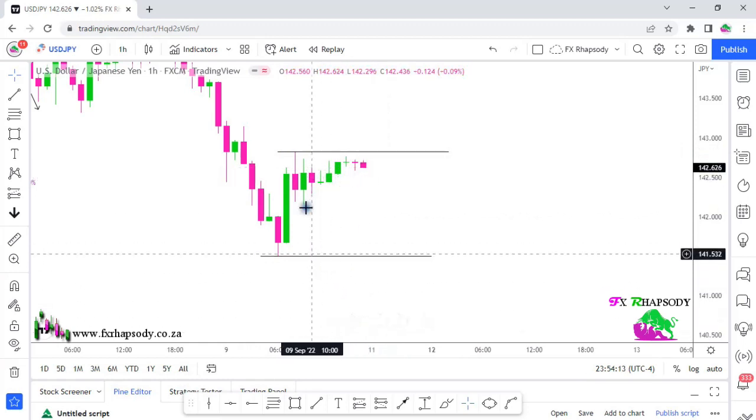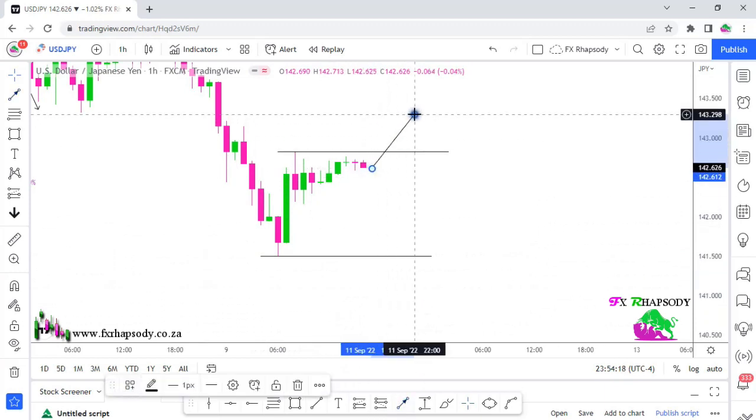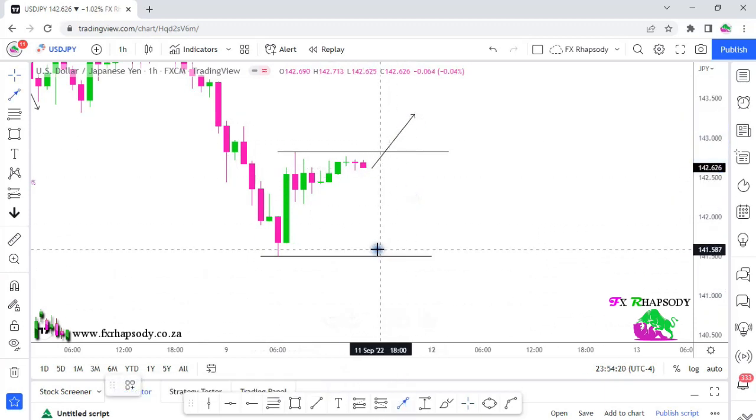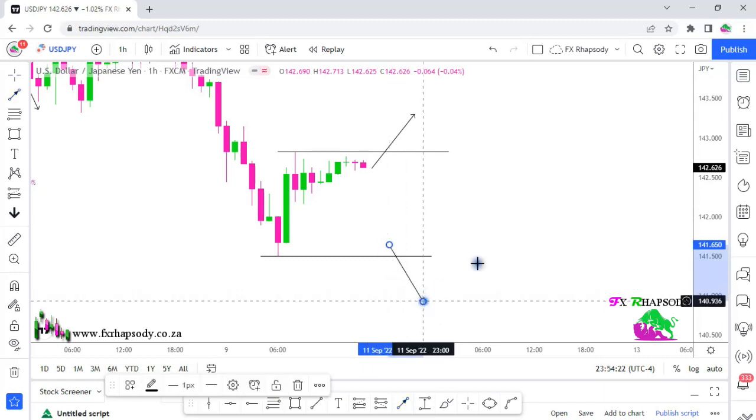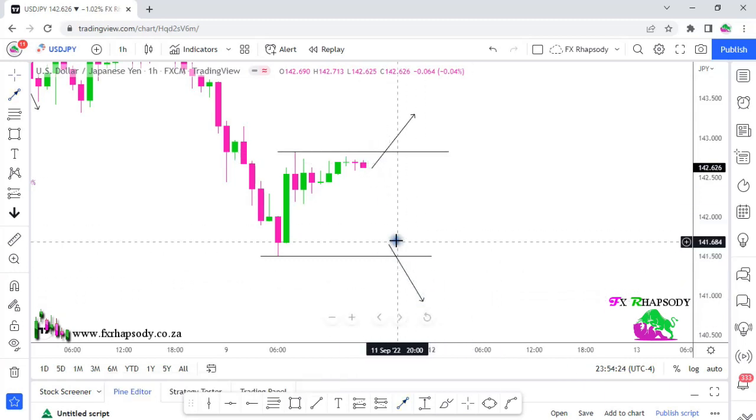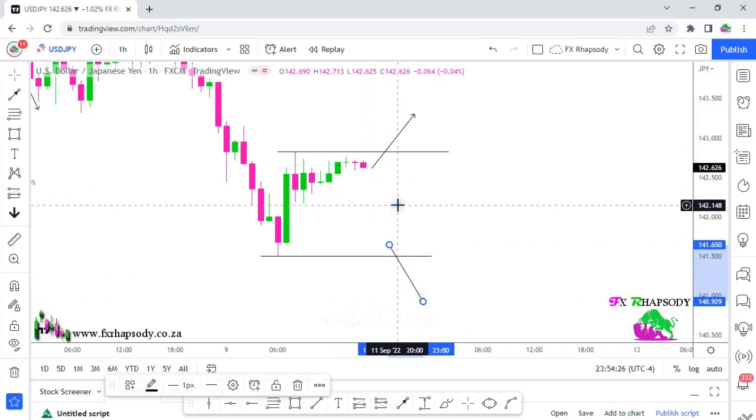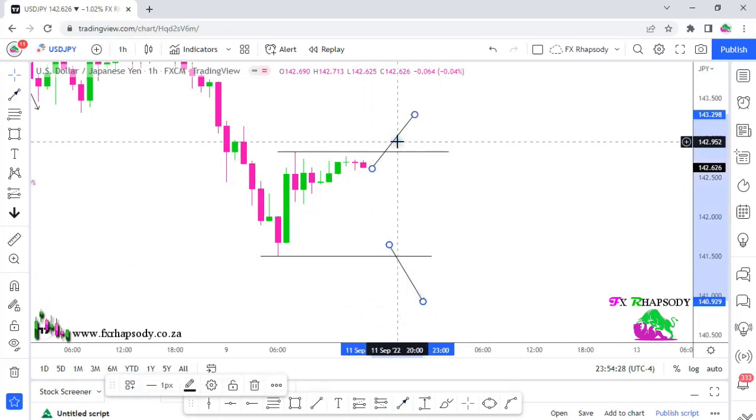So I want to see price breaking that high, going up, then forming some sort of a fair value gap or retracement, then you trade it up. Or you wait for price to come down, breaking that area, and do exactly the same. So those are the two things that I'm going to be waiting for this week.